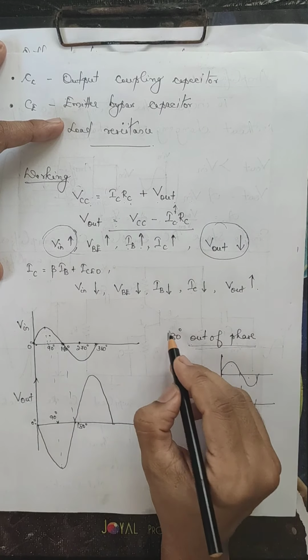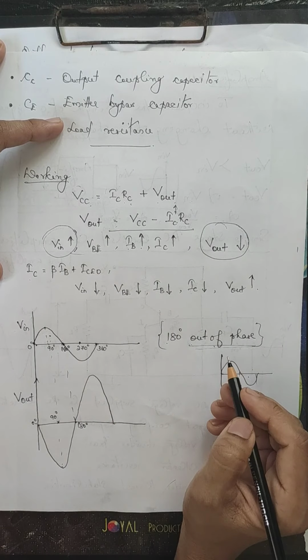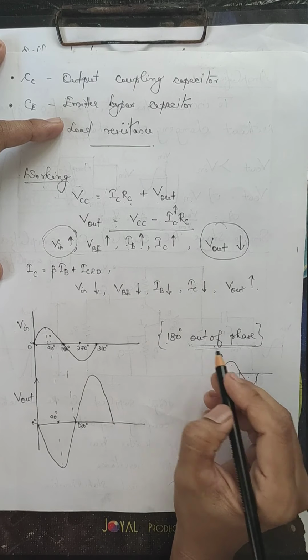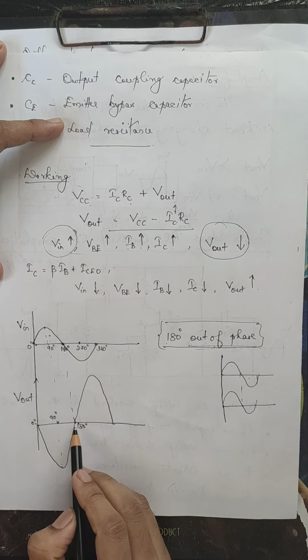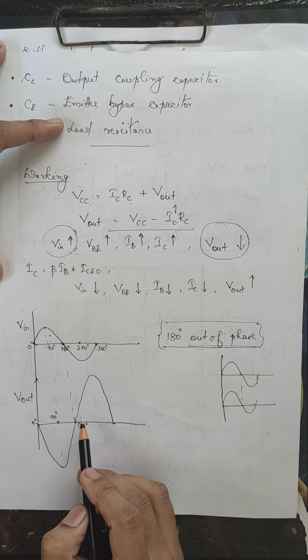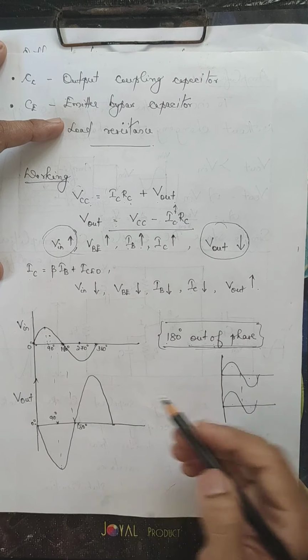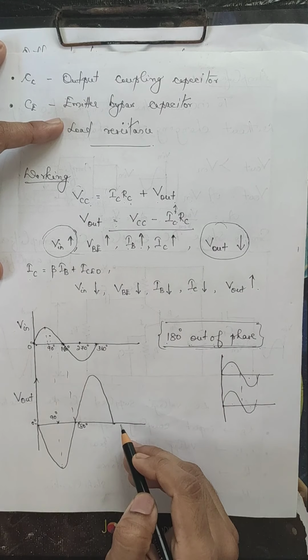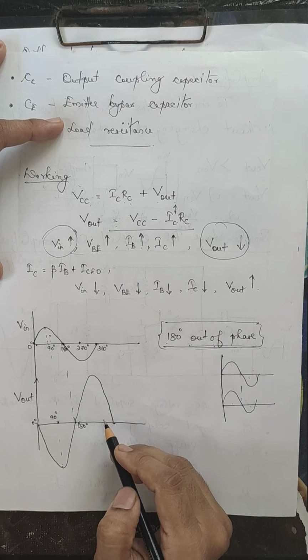So we can say that the input voltage and output voltage of a single stage RC coupled amplifier is 180 degree out of phase. The positive half cycle of output voltage occurs 180 degree after that of the input voltage. So they are 180 degree out of phase, but they are having the similar shape, and the output voltage is also magnified or amplified.